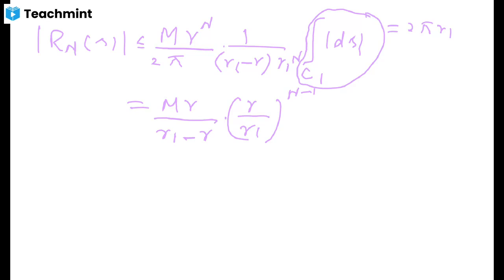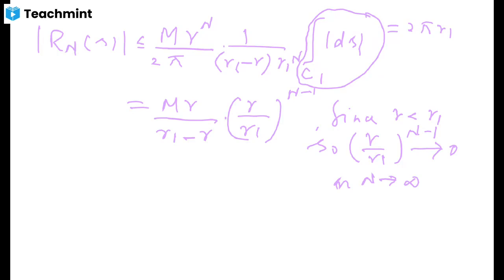And now since r is strictly less than r1, r upon r1 is less than 1, and if it is less than 1, then the corresponding sequence converges to 0 as n goes to infinity. That means this whole thing goes to 0 as n goes to infinity. That is, the modulus of this error term goes to 0 as n goes to infinity, whatever zeta you take on the circle C1. Okay, this is done now.